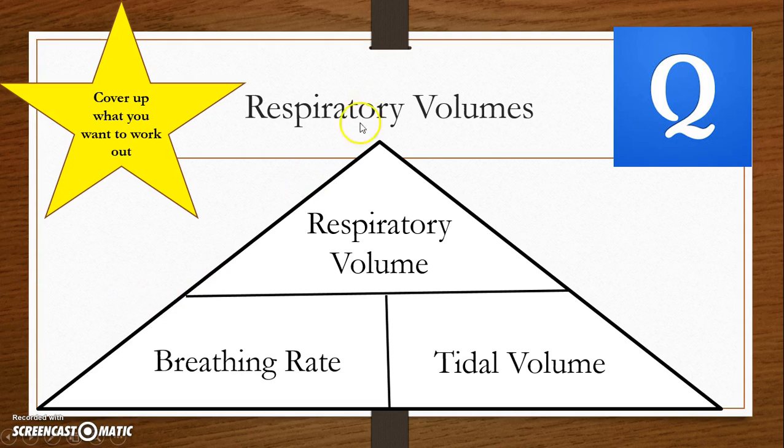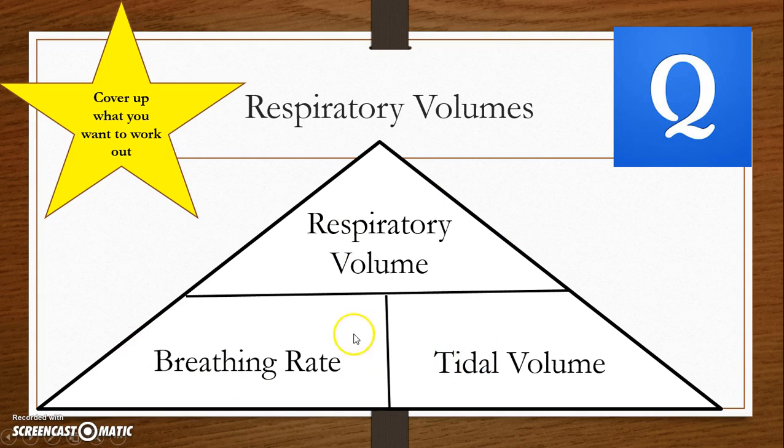Okay, so we're looking at respiratory volume. So rather than put down a load of different formulas or formulae, I like to use a triangle. So what you basically do is cover up what you want to work out. So first of all, you need to know what we mean by these things. So if you click on this Quizlet link here, it defines all the different terms. But we're just looking at respiratory volume, breathing rate, and tidal volume.